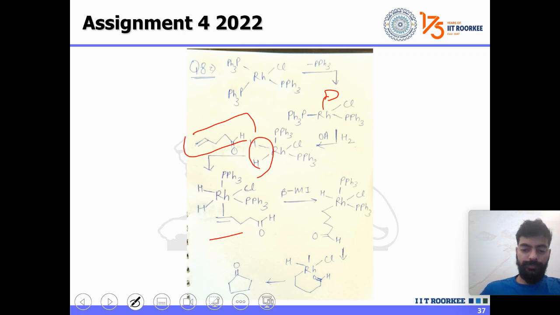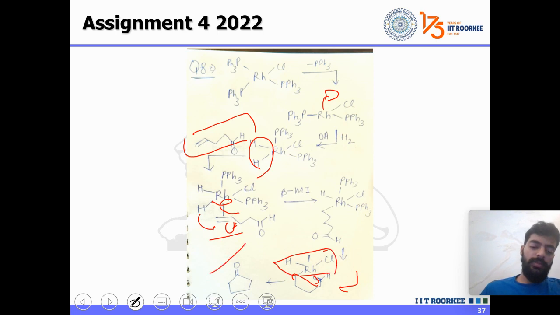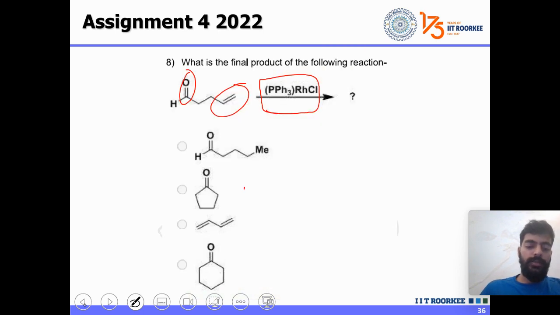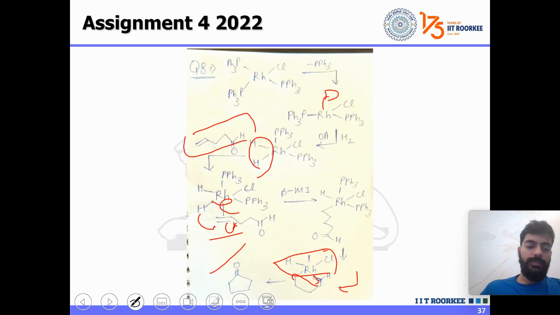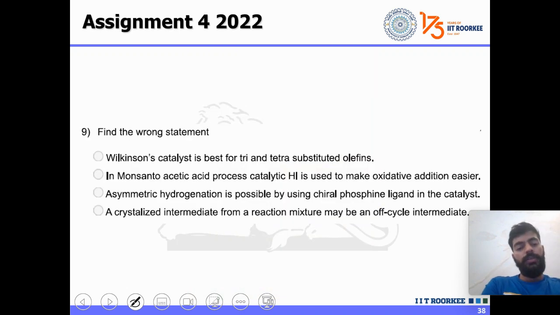Directly this comes here, and alkene is not in the picture. Now this complex is formed. So if we see here, from this to this, five membered ring formation is occurring and the metal complex is released. So this is our product. This is our correct answer for this question. Let's move to the next question. Find the wrong statement.